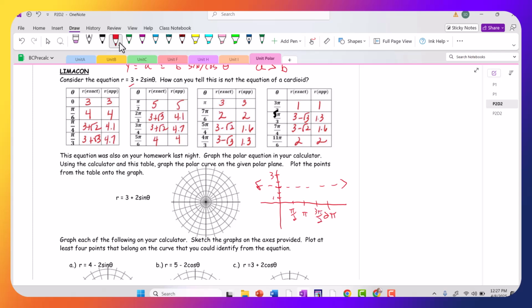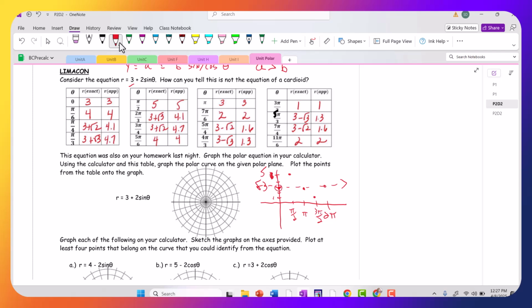All right, and then how does this graph? Sine is middle, high, middle. What? Why did I put a 3 there? That's 3. This is 5. 3 plus 2 is 5. My bad, dogs.